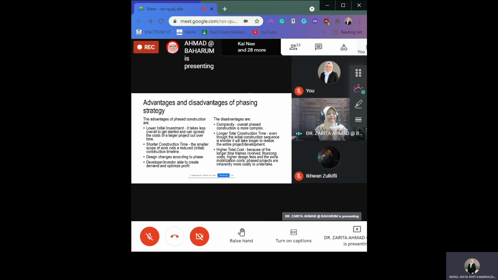What kind of price are you looking at? So these are the raw data that they will collect. Okay, so they create more demand. They optimize their profit. Then they can actually deliver what the customers want. Okay, that is on the advantages part.